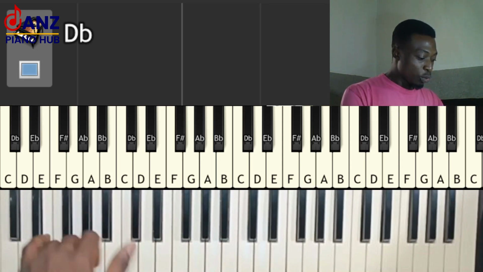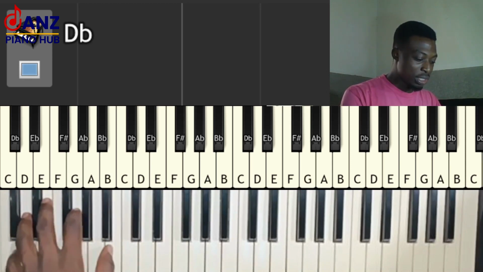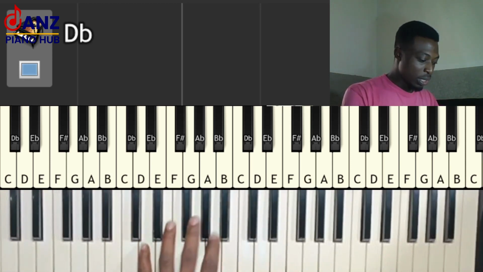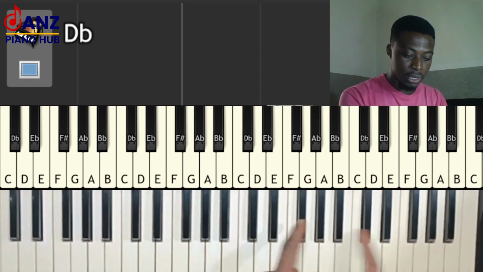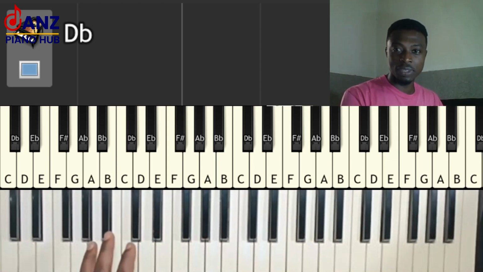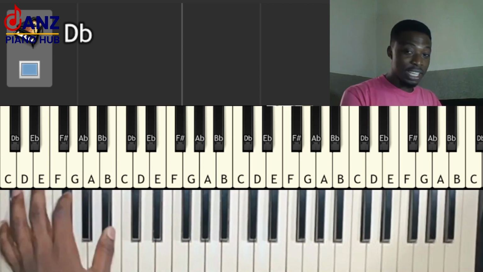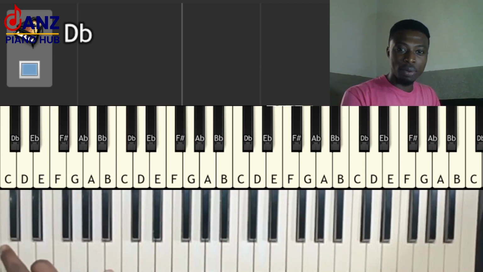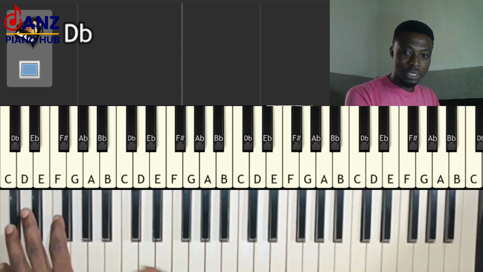So, if you take one block, for example, what is in one block is not different from what is in another block. 2, 3 is the same 2, 3. It's not different. So the secret there now is, if you can know what one block is and master what one block is, then it means you've known the entire keyboard.